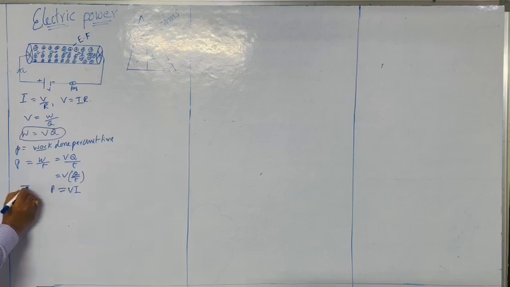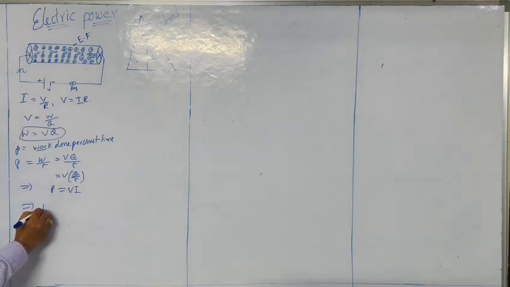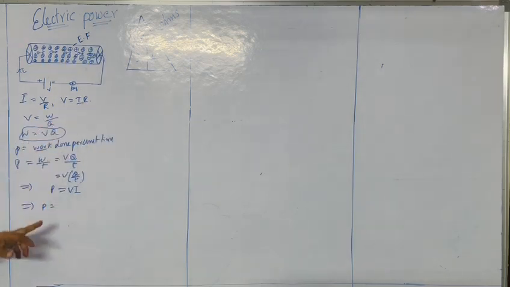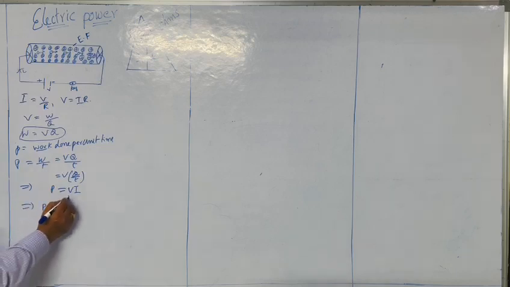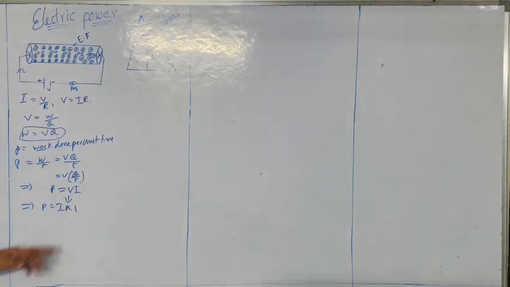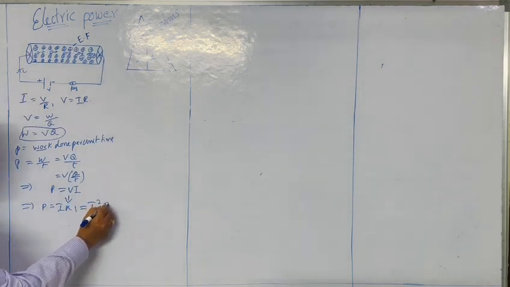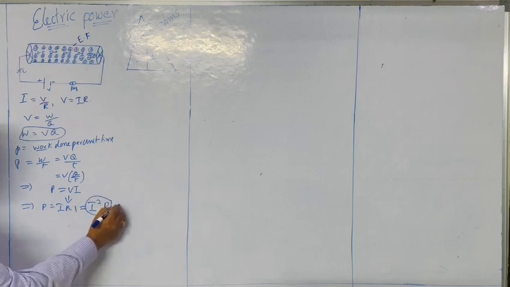Then if you change V, V is equal to IR. Here V is equal to IR, so P is equal to I times IR, then it becomes I square R. This is the second formula.